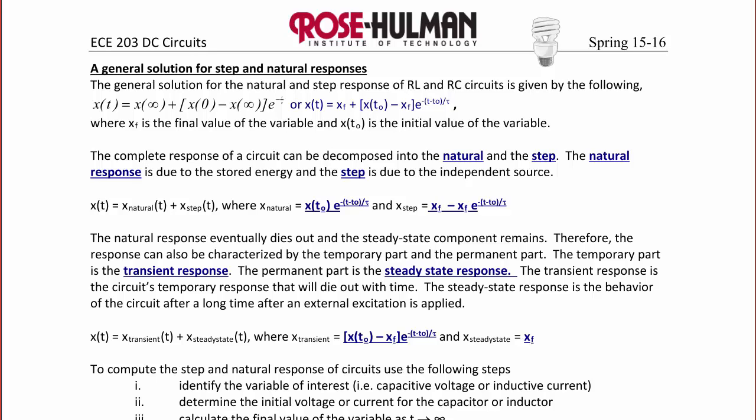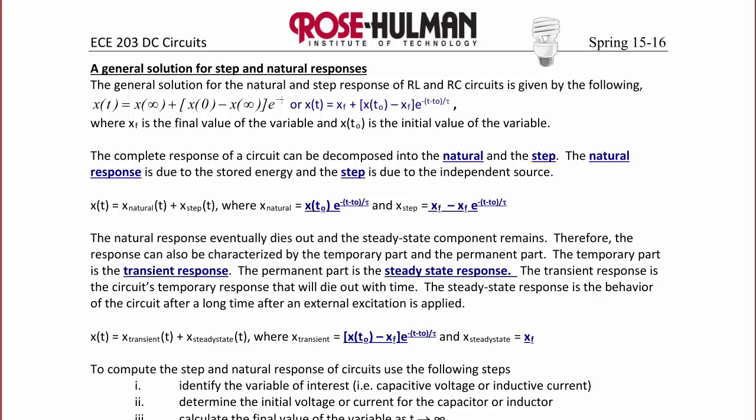The complete response of a circuit can then be decomposed into the natural and the step response, as we've discussed before, where the natural response is due to the stored energy and the step response is due to the independent source being suddenly attached. So x of t would be the sum of the natural and the step response, where the natural response is x of t naught e to the negative t minus t naught over tau. And the step response is the final value minus the final value times e to the negative t minus t naught over tau.